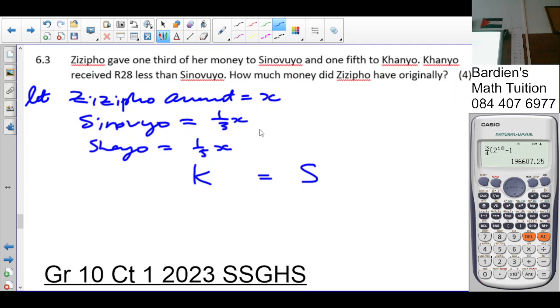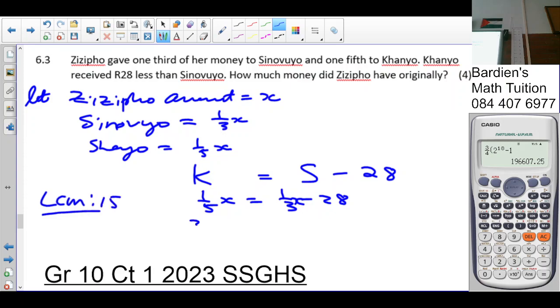So whatever Sinevuyo receives, Kanyo receives 28 rand less. So that should be your formula. Okay. So Kanyo can't be. Yeah, so that's it. Kanyo is 1 over 5. X is equal to 1 over 3 minus 28. Okay. What's your LCM here?